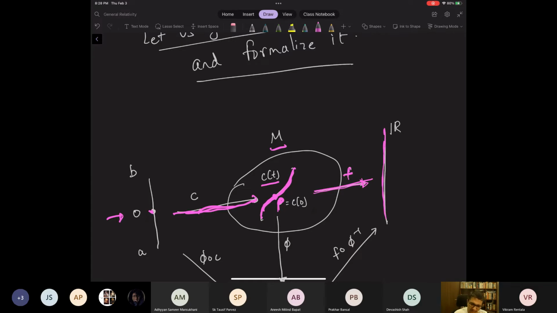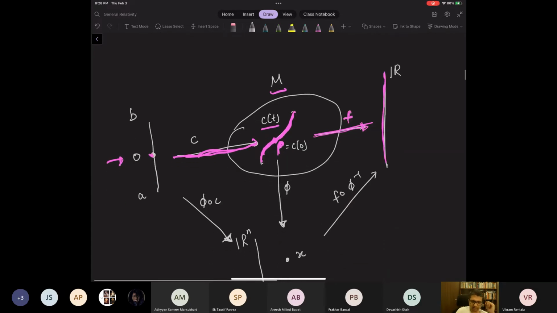And now we can think of this entire thing as, so now we have a curve, which takes us to points on the manifold, and these points on the manifold can be mapped to real numbers through this function f. So in other words, f circle C is directly a mapping from the real interval AB to real numbers. And we're assuming all of these are smooth functions, or differentiable functions.